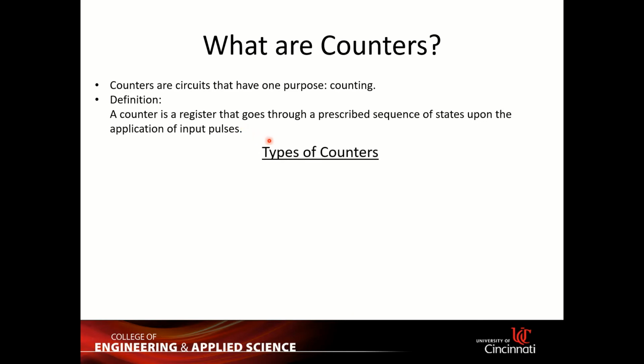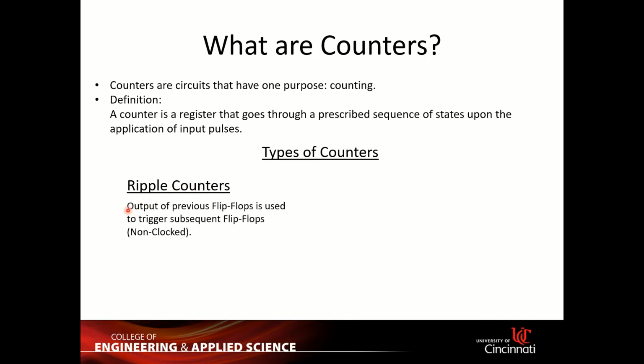So what are the different types of counters? In this lecture, we will go through the two main types. We have the ripple counter. The definition of a ripple counter is that the output of the previous flip-flop is used to trigger subsequent flip-flops. In other words, the flip-flops operate independent of a clock, so it doesn't need a clock. A synchronous counter has flip-flops triggered by a common clock. So this one doesn't need a clock, and this one needs a clock.